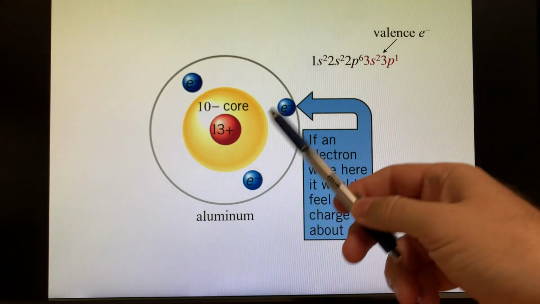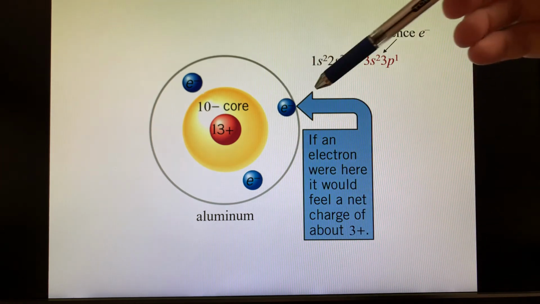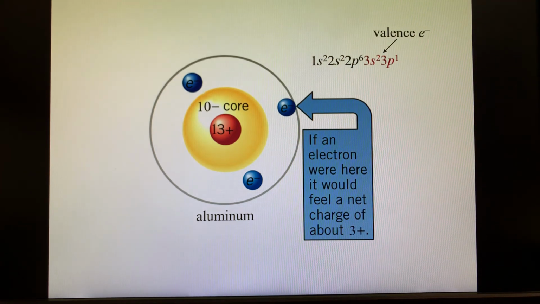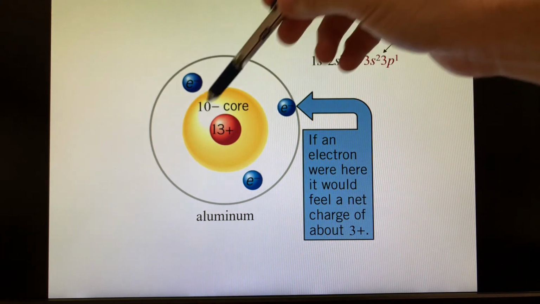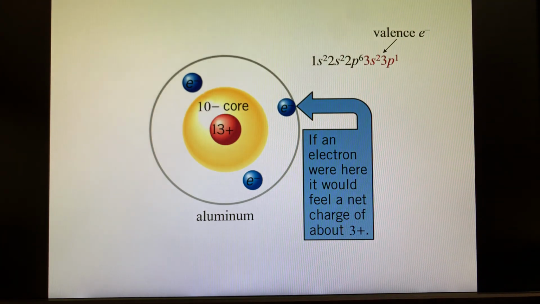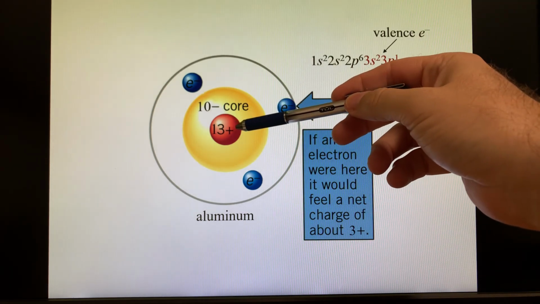Now, some of them are in s orbitals, and some of them are in p orbitals. When we're looking at it this way, we don't really care what kind of orbitals they're in. They're all in this spherical area right there, in some kind of shape. So that's the core. It's got a -10 charge. The nucleus in the very middle has a +13 charge.